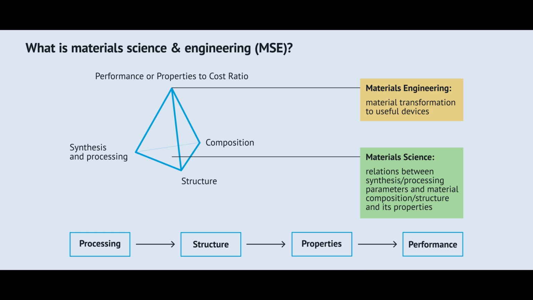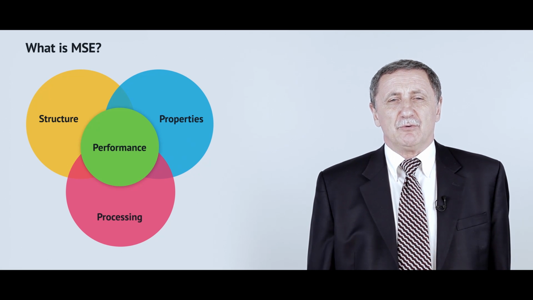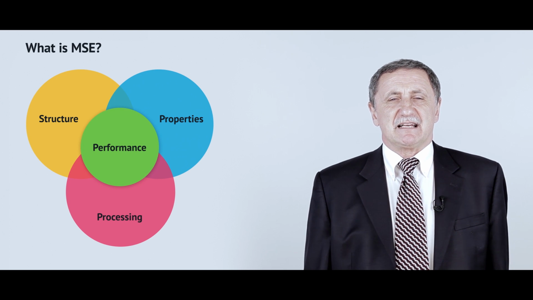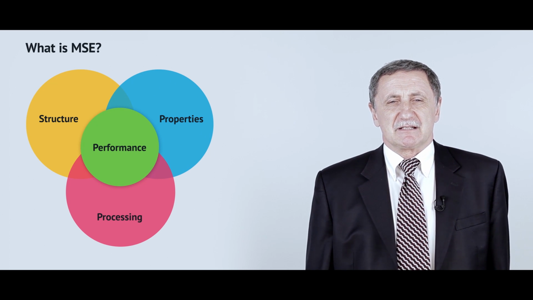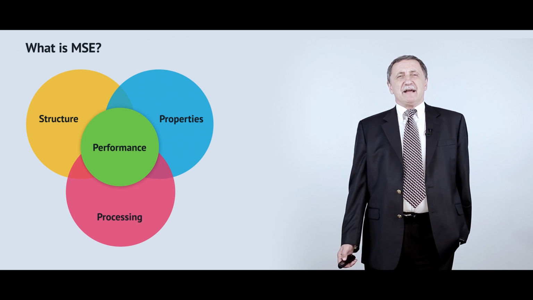So that's the sequence from processing to the desired structure, from the desired structure to the desired properties, from the desired properties to the performance. That's the whole route which we plan to go with you during this course. So again, what is MSE now? That's somehow overlapping of the science of processing, science of structures, science of properties, which all together come to the desired performance.